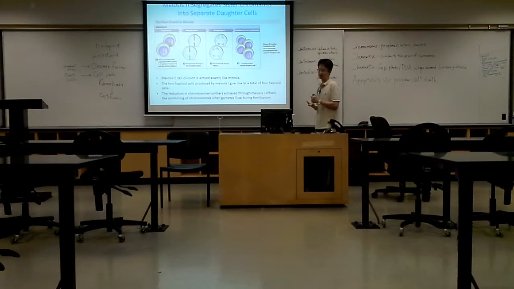And then meiosis 2, as I mentioned, is basically the same as mitosis, because it is splitting of the chromatids. So we said that meiosis 2 is almost exactly like mitosis. You have the haploid cells produced by meiosis 1, and then they undergo meiosis 2. The 2 haploid cells from meiosis 1 will become 4 haploid cells at the end of meiosis 2.